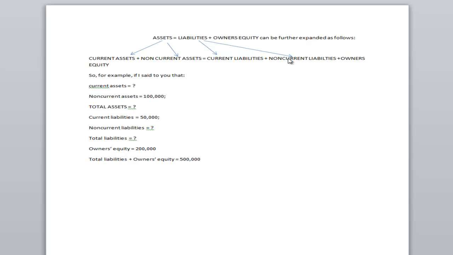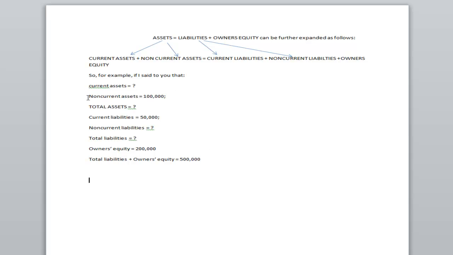So, let's have a look at this situation where we want to find out what the value of current assets are, given that we know non-current assets, we don't know total assets, we do know current liabilities, not non-current liabilities, not total liabilities, but we do know owner's equity and total liabilities and owner's equity. So you might be saying, my goodness, this is a mess. What am I doing with this? Well, let's have a look.